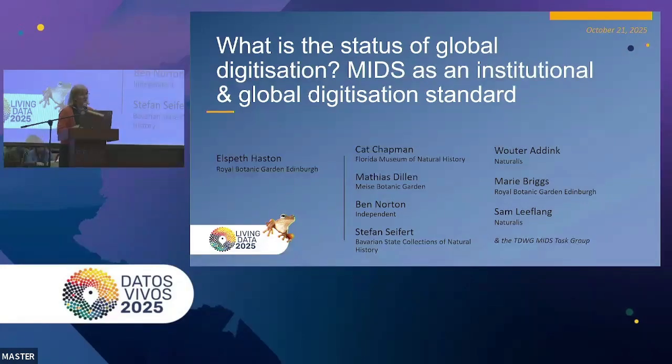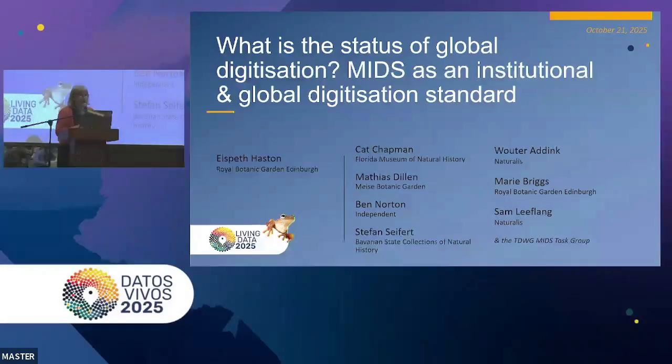So where are we? First of all, what is MIDS? And for those people who have not heard of it before, I can tell you a little bit about the background of it. First of all, it's a measure of completeness of a digital specimen. So as we're digitizing our collections, we want to be able to measure that progress of digitization. And that's what MIDS is designed for primarily. It's got different levels, which we'll go into. I'll show you some of those.